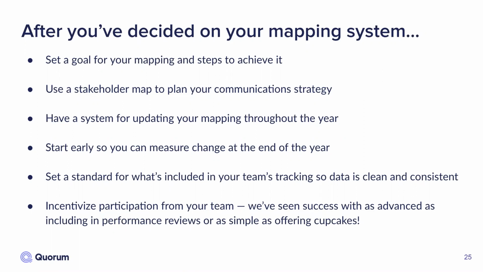Another best practice that I've really seen here is to have a system for updating your mapping throughout the year. This could be something as simple as just scheduling a meeting with your team with one of these sheets pulled up, and having everyone go input their custom fields, their classifications of these stakeholders at the beginning of the year, and scheduling a meeting for 6 months in and just pulling it up on a shared screen and saying, okay, how do we feel about this person? Are they really a champion?